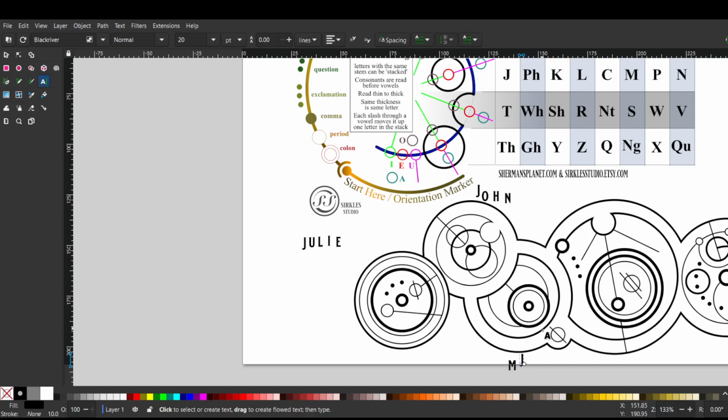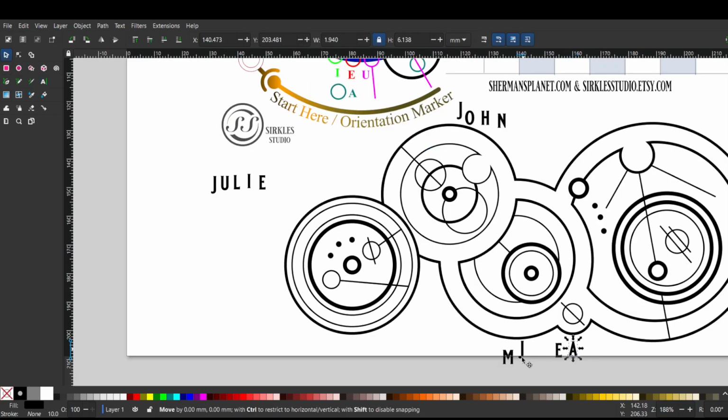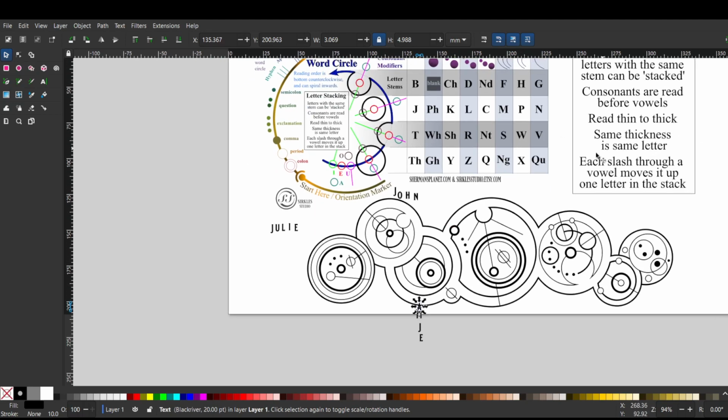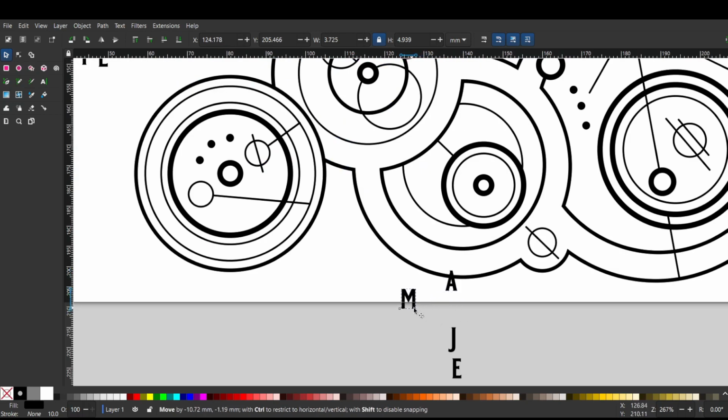And then we have 2 vowels. We have an E right here, centered inside those 2 consonants, and then the A outside that. So in this letter stack, we are going to start with the consonants. So we have all of these letters in the stack. Doesn't really matter at this point what order they are in. So let's go through it again. Consonants are read before vowels. So let's put the consonants in front of the vowels, like that.